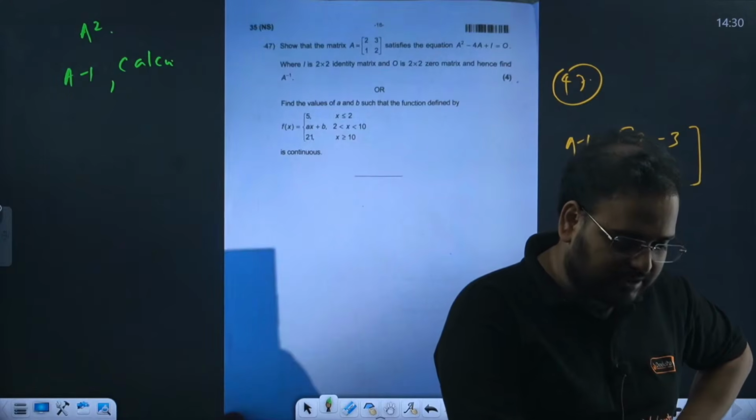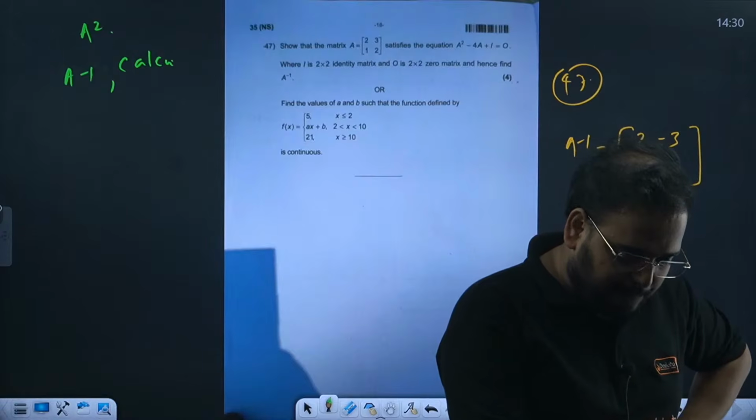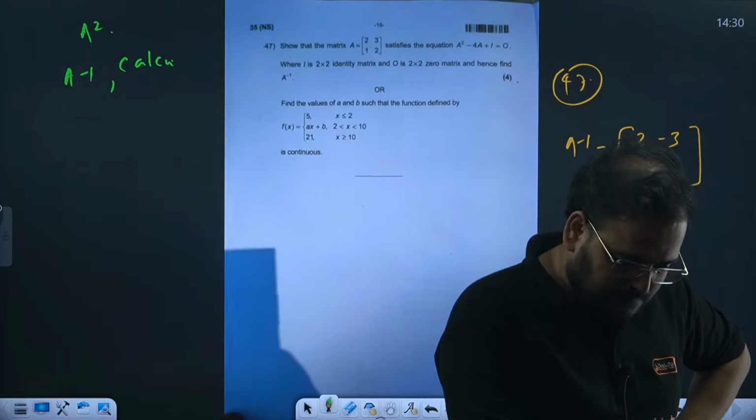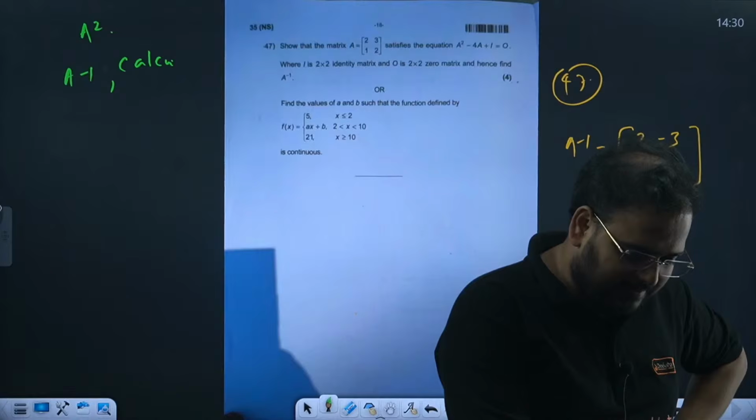Yes. Blueprint will not change. The blueprint model paper will not change, guys. It will not be harder than this one. Same level.